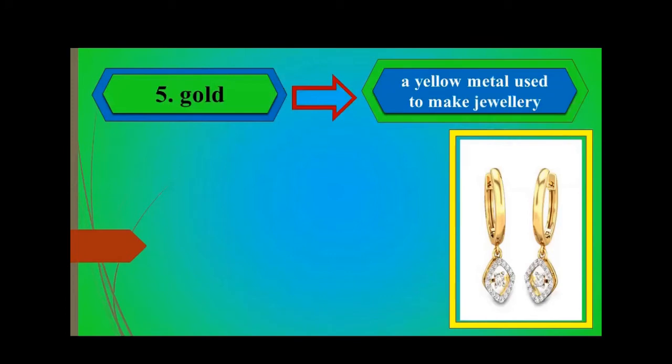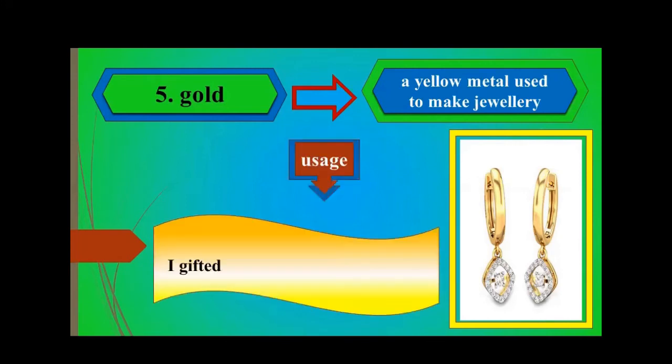Our next new word is gold. Now, this is not a new word for us at all. In India, we are fond of wearing jewelry made of gold. So, how to define the word, children? The word gold refers to a yellow metal used to make jewelry, and we know that it's very expensive. The usage of the word is I gifted gold earrings to my sister.